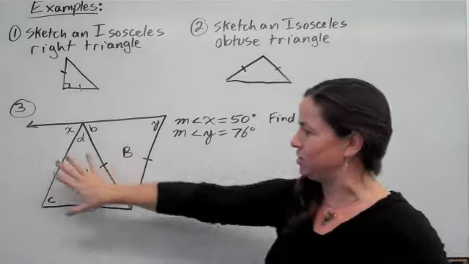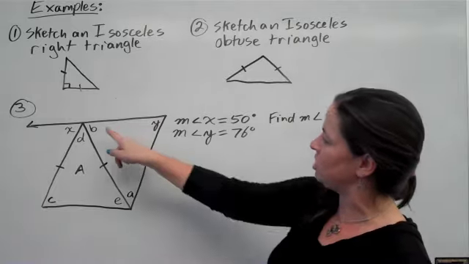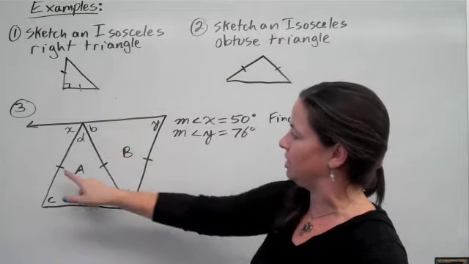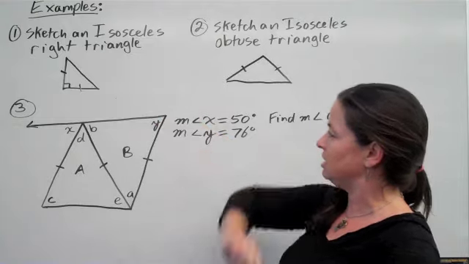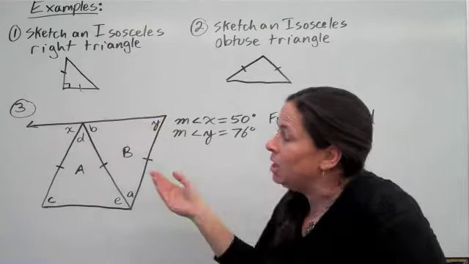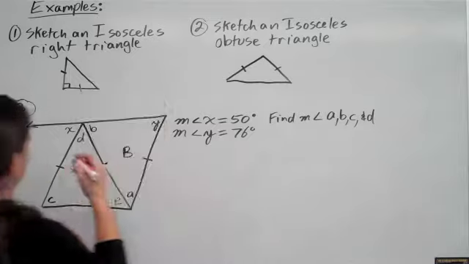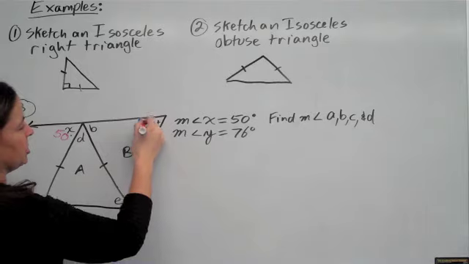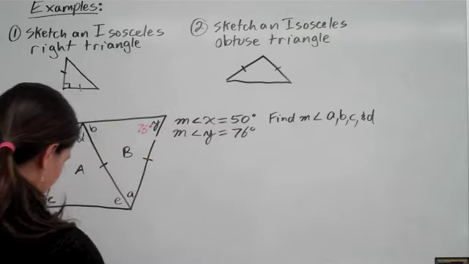All right, number 3. We have these interesting lines and shapes going on. We have triangle B, which has two sides that are the same length, and triangle A that has two sides that are the same length. They do not tell us that this line and this line are parallel. We don't know if they are. But they do tell us that angle X is 50 degrees, so let's label that. We know that angle Y is 76 degrees. From there, we can start to figure out all the other angles.